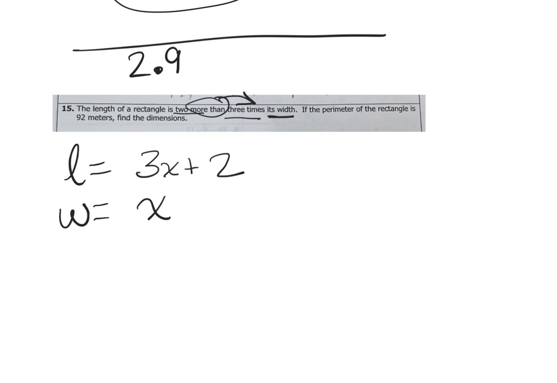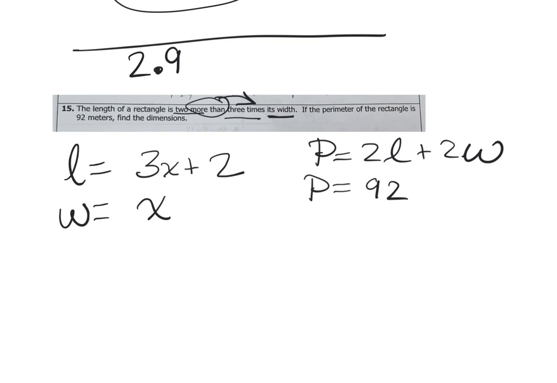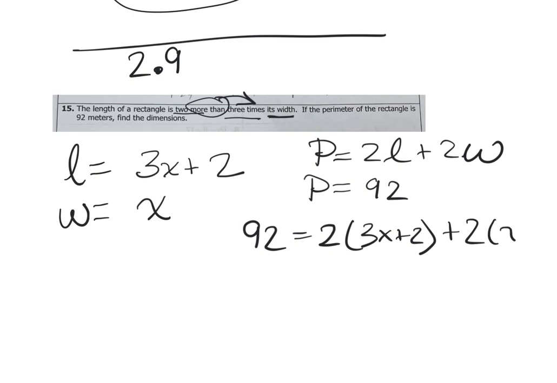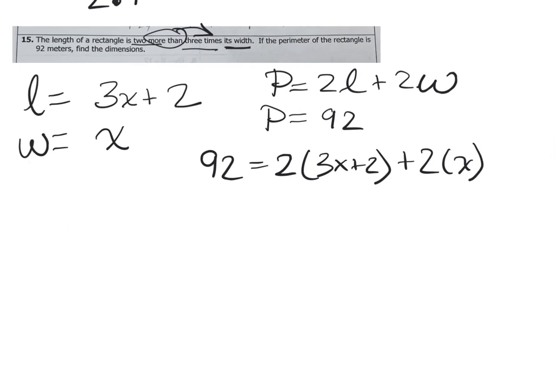Now the perimeter we used is 2 length plus 2 width, and they gave us the perimeter of 92. So again, we just fill it in. 92 equals 2 times our length, which is 3x plus 2, plus 2 times our width, which is, excuse me, 2 times x. That'll be 6x plus 4, plus 2x. Make sure you distribute the 2 to both.